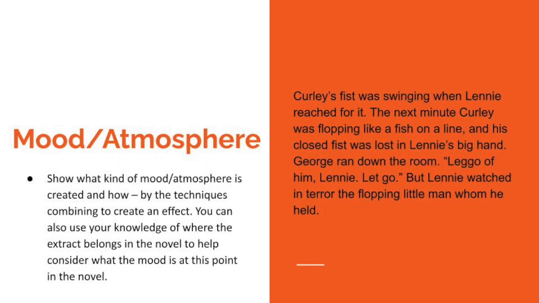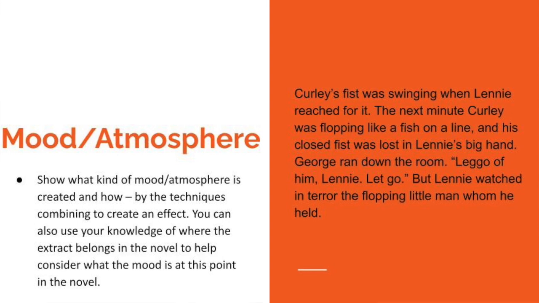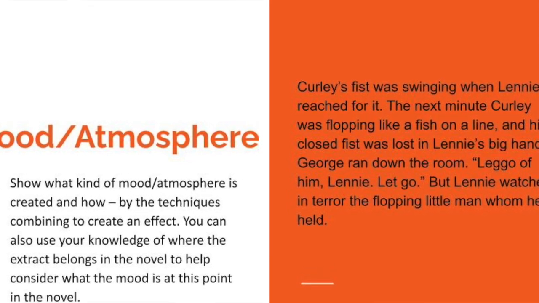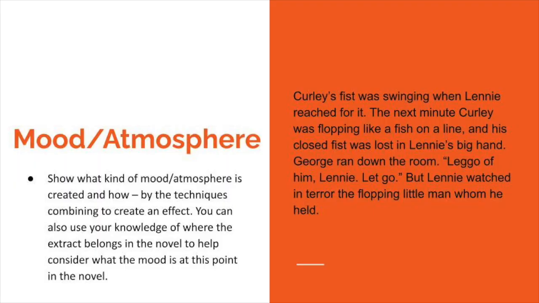Now, the final one I want to talk about is mood and atmosphere. And really, if you can show what kind of mood or atmosphere is created, to do that, you're really going to need to talk about how the techniques used combine to create an effect. So, for example, if you had a lot of short sentences, a lot of exclamation marks, and a lot of vocabulary about danger, you'd probably get an overall mood and atmosphere of fear.